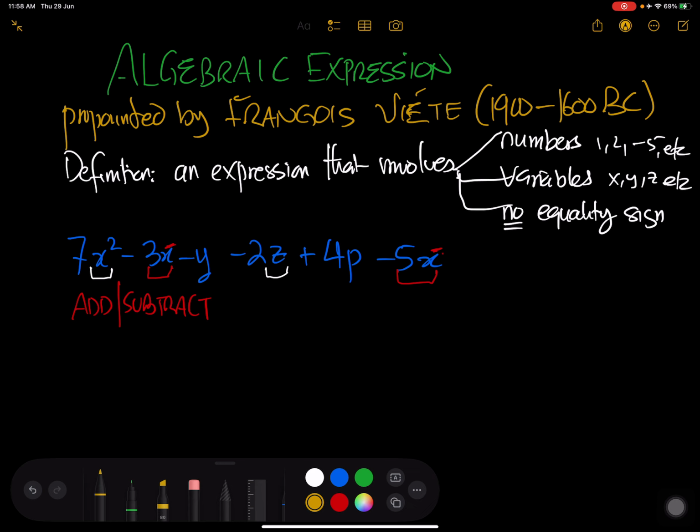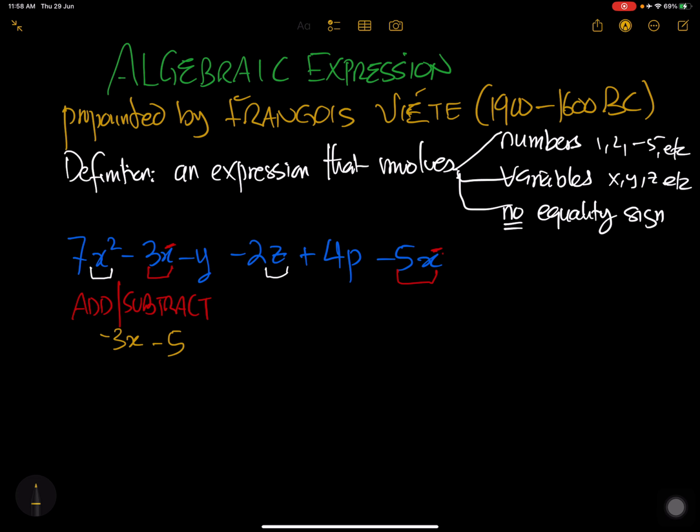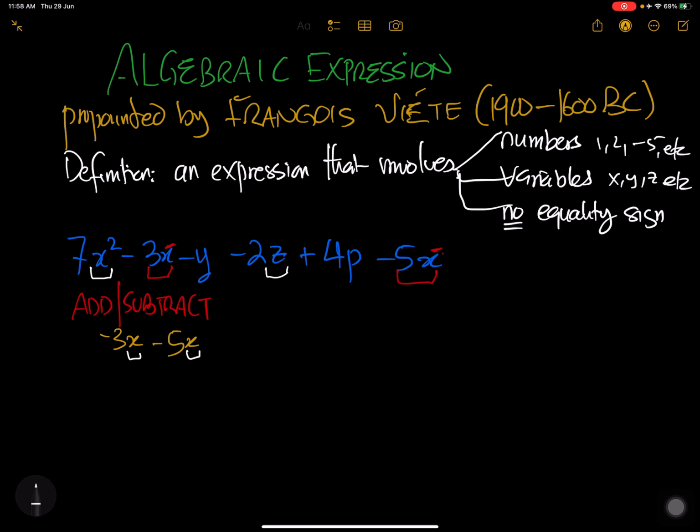So if we have, let's say, minus 3x and minus 5x, we can work with these two, because this x here is the same as this x here. So what we can do is take negative 3 and negative 5. What do we get? We are owing. This means we owe $3 and we also owe another $5, and that means we owe a total of $8. So that's negative 8.